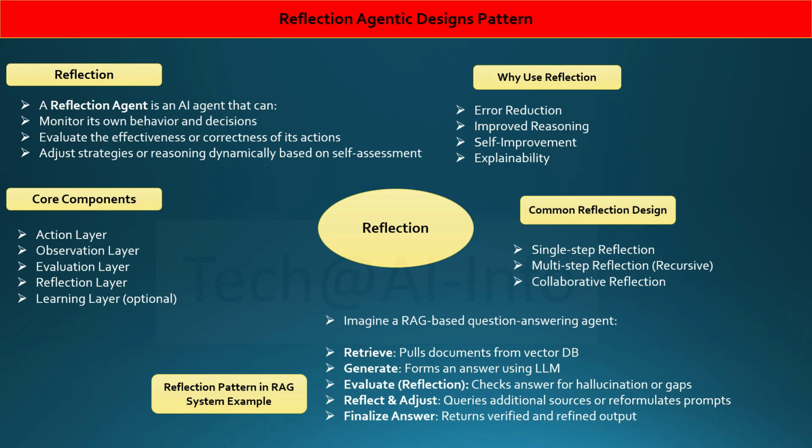hallucinate. If we talk about the end-to-end flow in a very simple way, the user asks a query, it retrieves the documents, and then it generates the answer, and then it reflects and evaluates, then adjusts the retrieval and prompts, and then regenerates, and then the final verified answer comes.